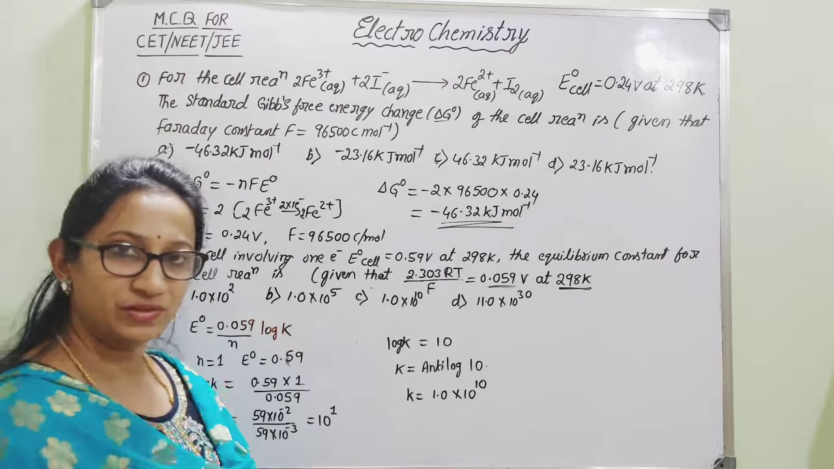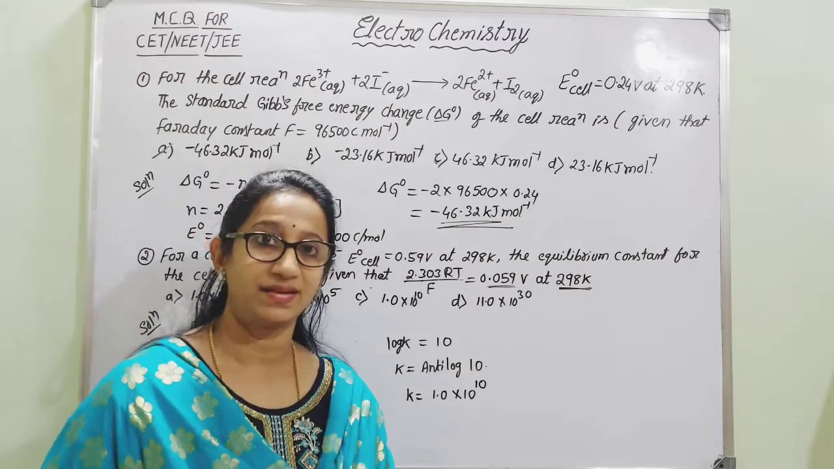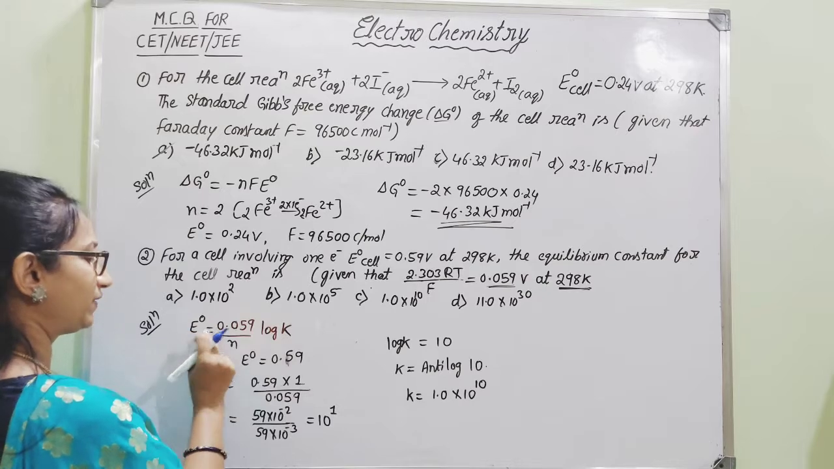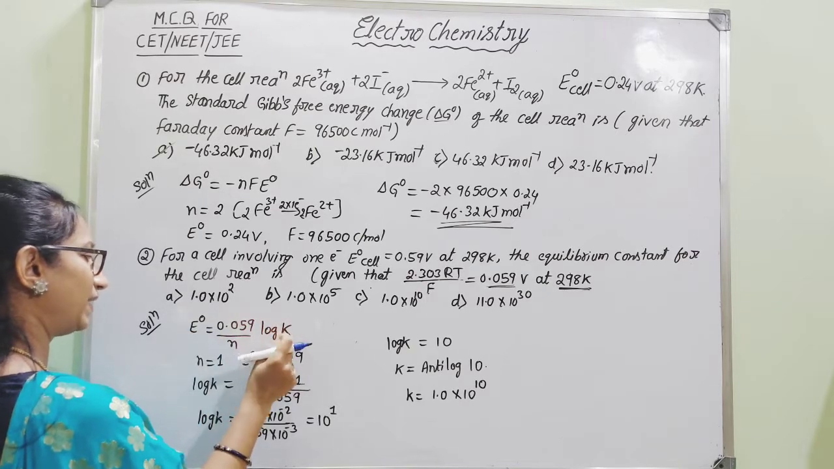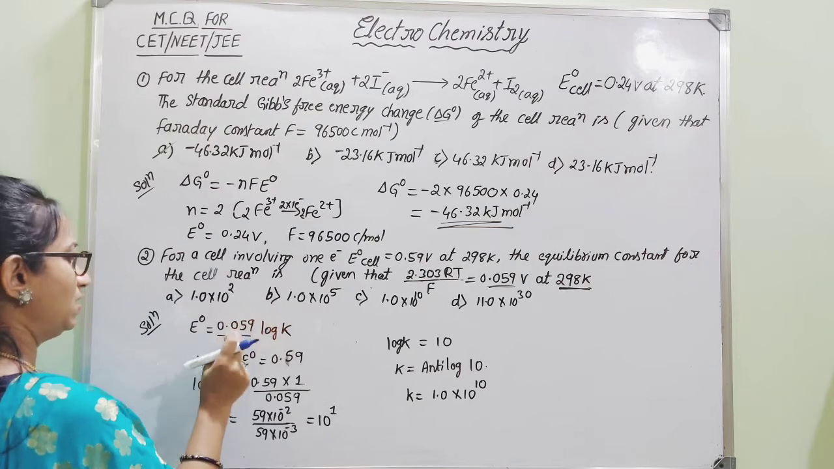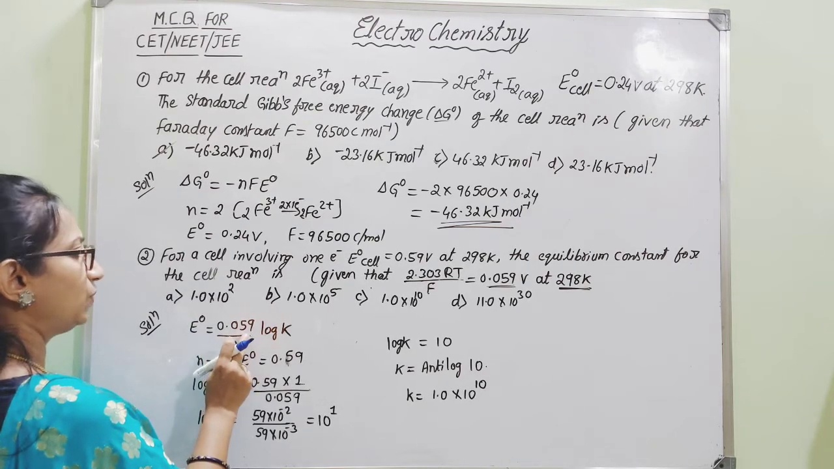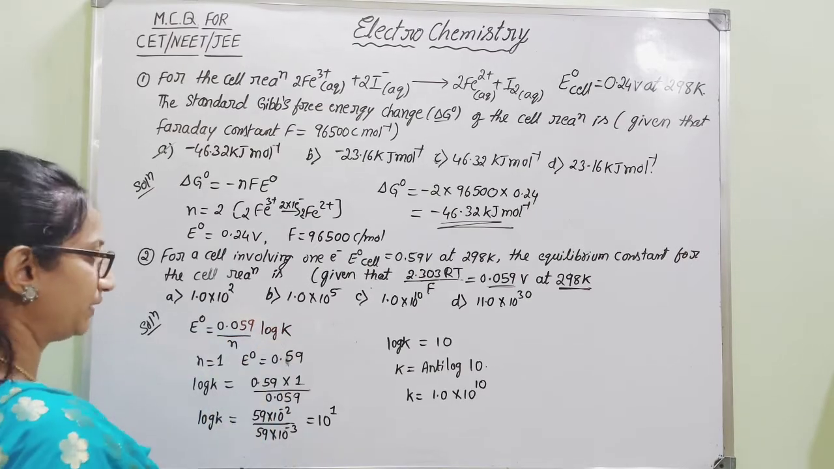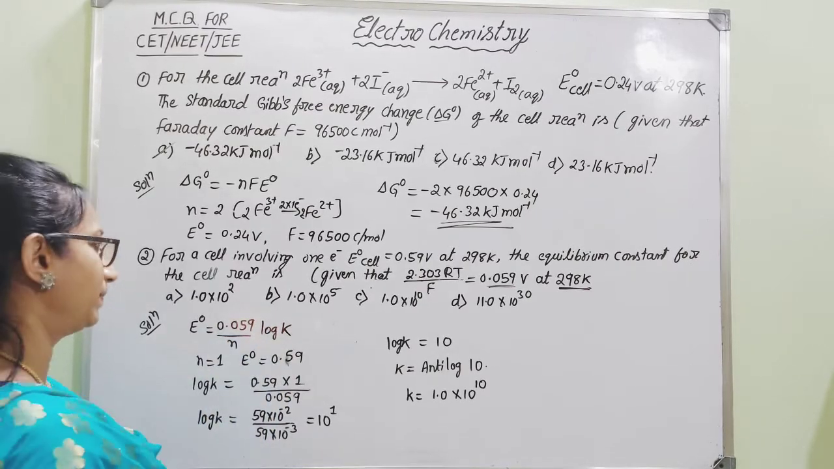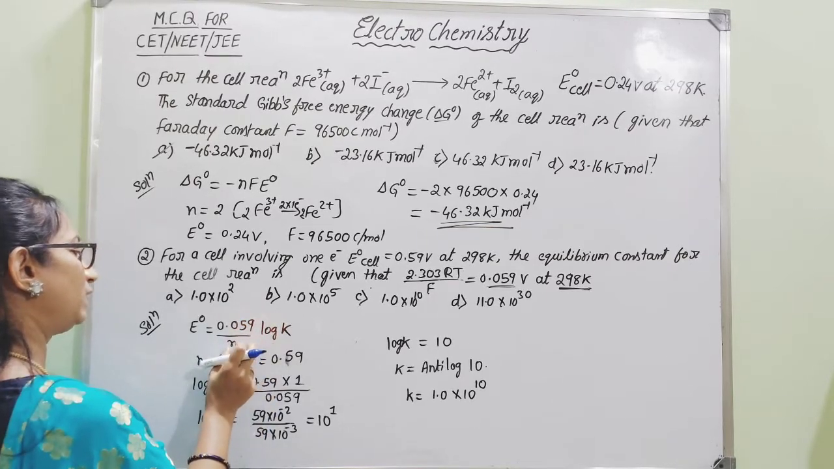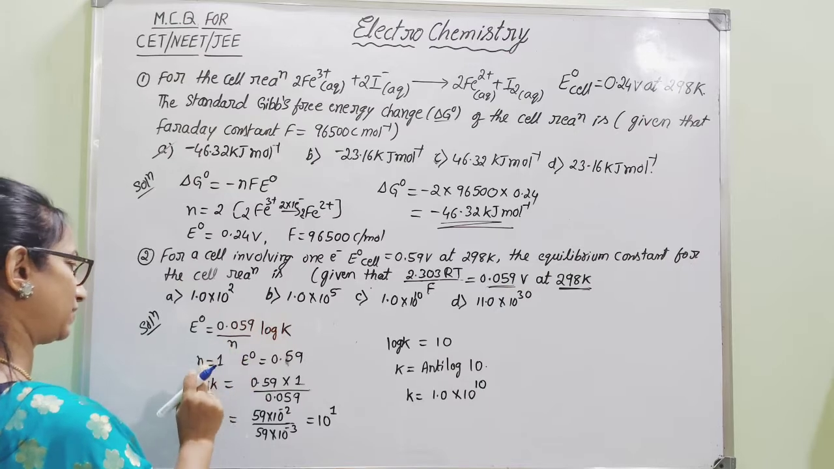So what is the symbol used for the equilibrium constant? That is K, as you know. Here we can relate E naught cell with respect to the equilibrium constant K with this expression: E naught is equal to 0.059 by n log K. That is the standard expression. You can remember it, and once you remember this expression, you can easily substitute the given values.